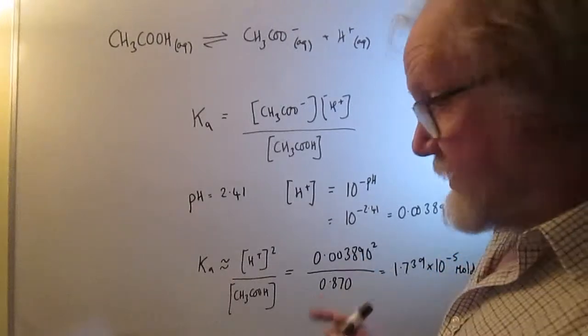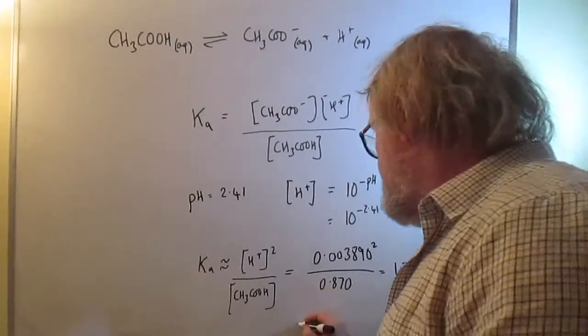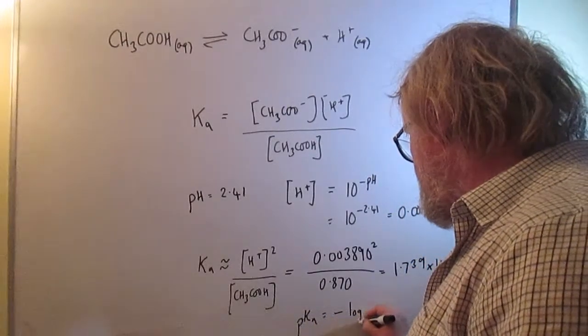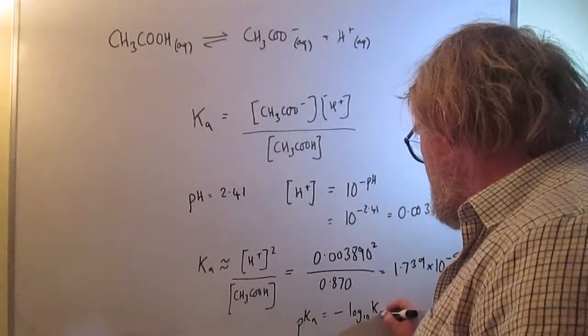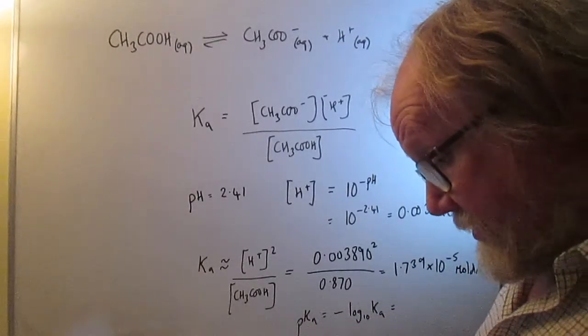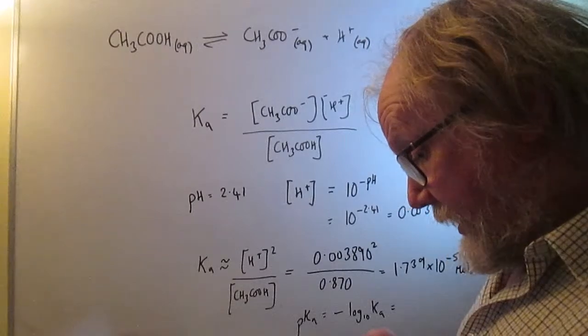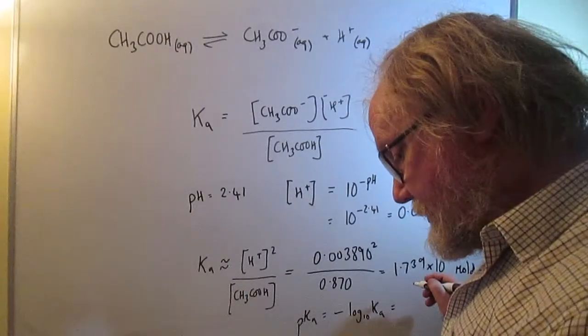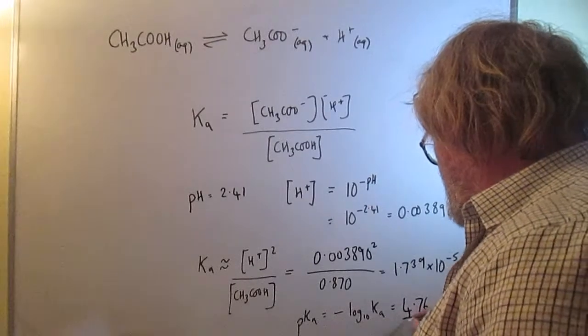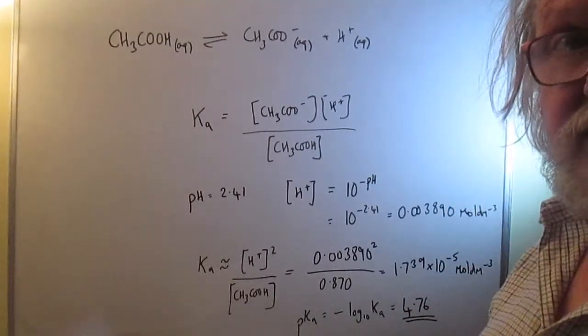But it wants not just Ka but pKa. So pKa is minus log to the base 10 of Ka. So we just take log of that number. So log of the answer equals 4.76 is the answer to that. Okay, so the pKa is 4.76.